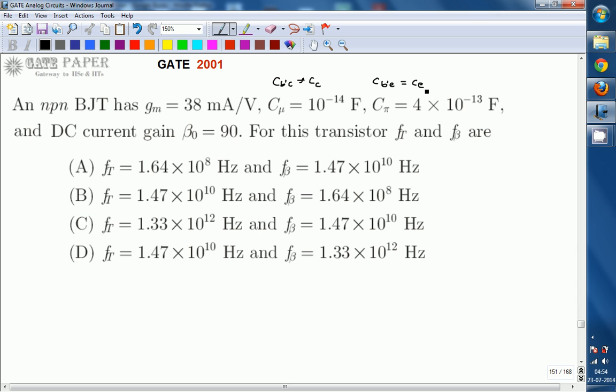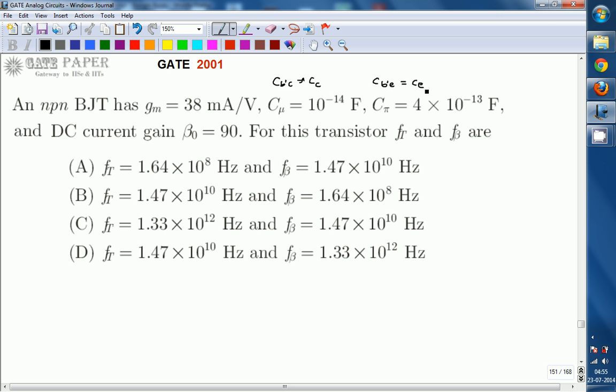Because in the Millman textbook, a standard textbook, they are mentioned as CC and CE, while C mu and C pi are mentioned in Sedra and Smith microelectronics. So all are going to be the same. C mu can be specified as either CB'C or CC, and C pi is specified as CB'E or CE.